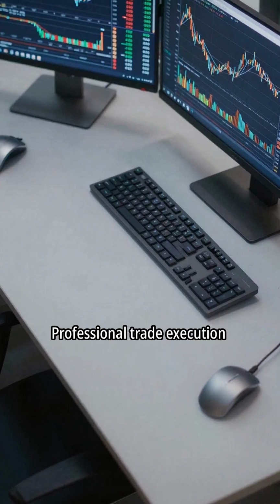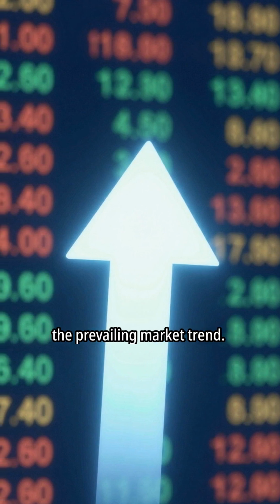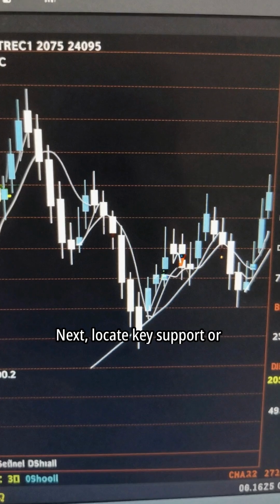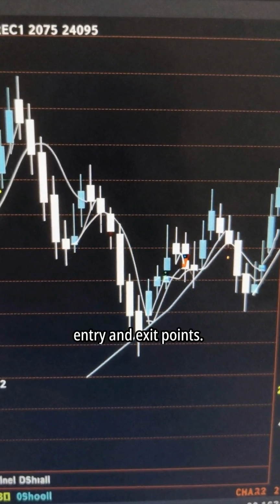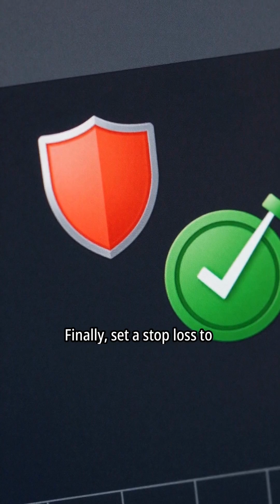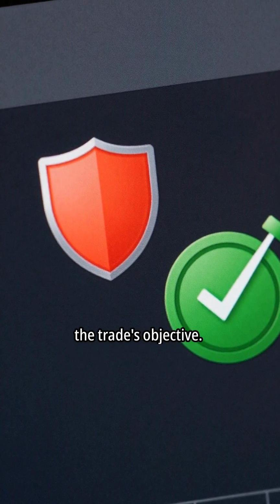Professional trade execution involves a series of strategic steps. The first step is identifying the prevailing market trend. Next, locate key support or resistance levels to inform entry and exit points. Finally, set a stop loss to limit potential losses and a profit target to define the trade's objective.